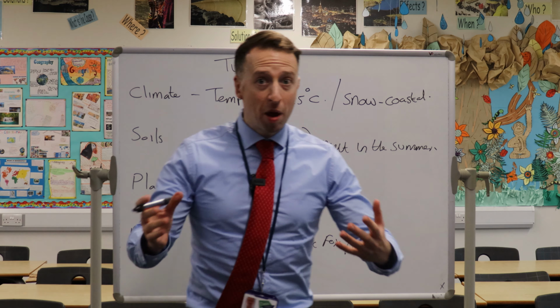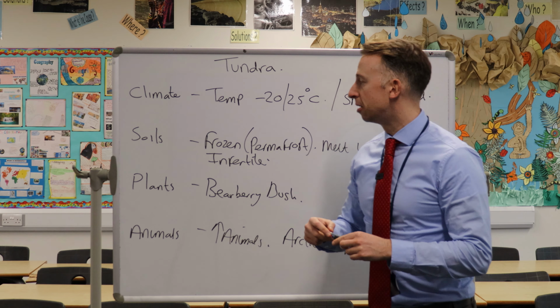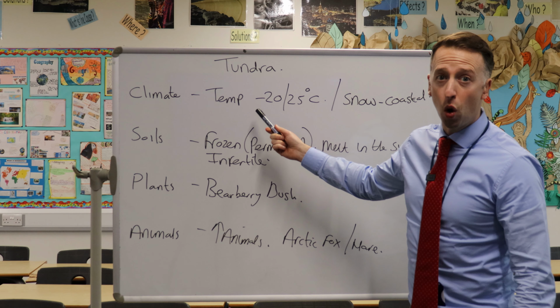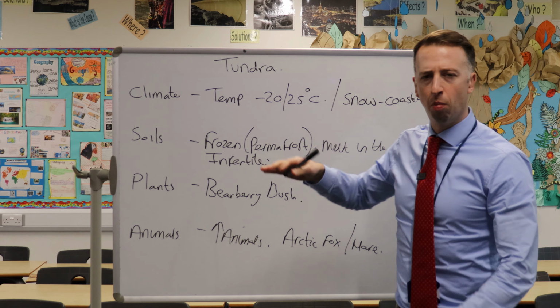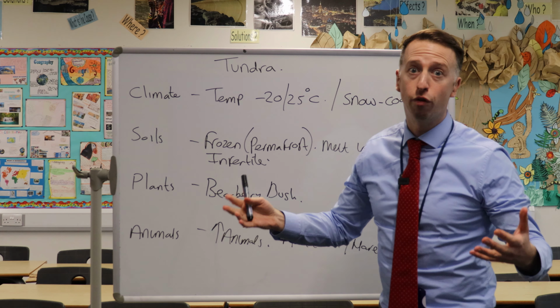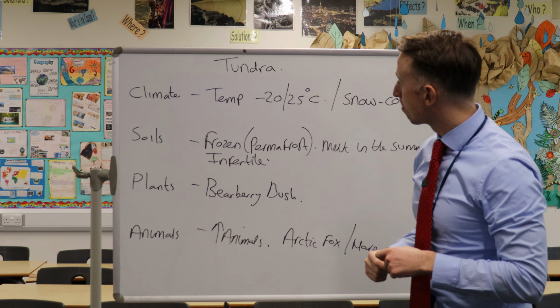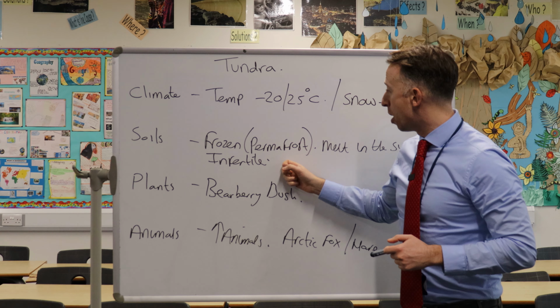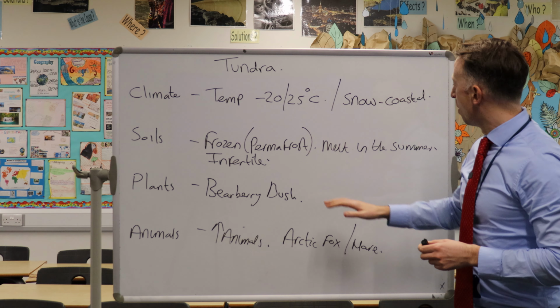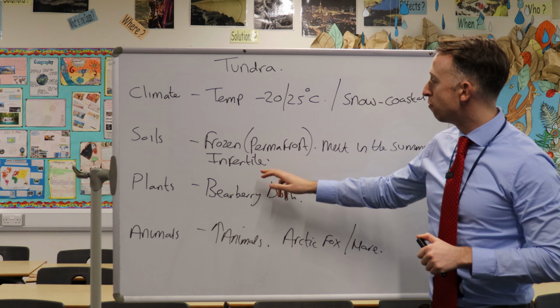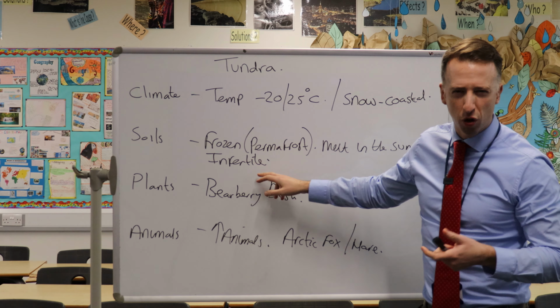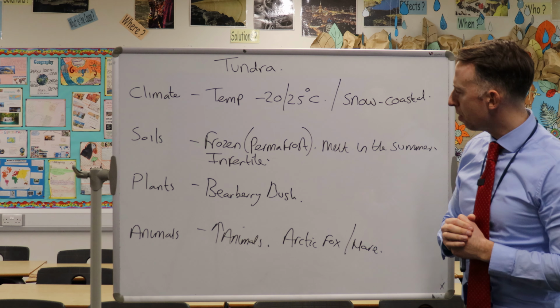So there you go, just a little bit about those 4 different categories. Climate, cold, but just not as cold as the polar region. You do get some precipitation more within the coastal areas, and obviously it will fall as snow. Soils, the permafrost, are frozen throughout the year, but come summer months it will melt out, and generally they're very infertile, not good for growing crops at all.